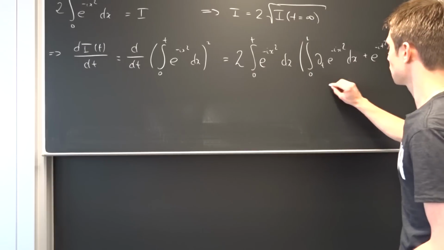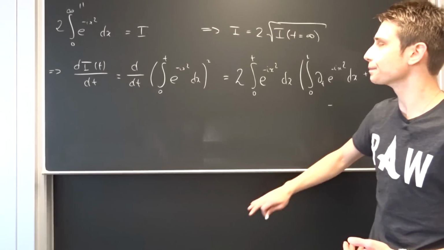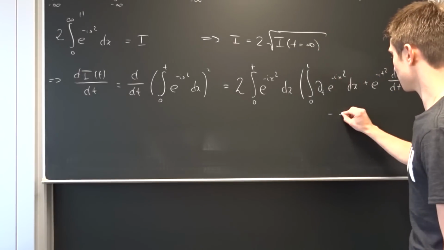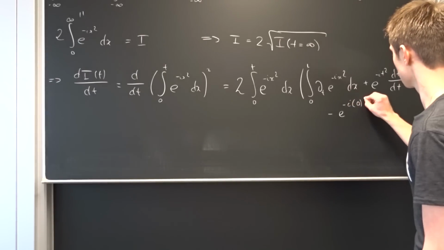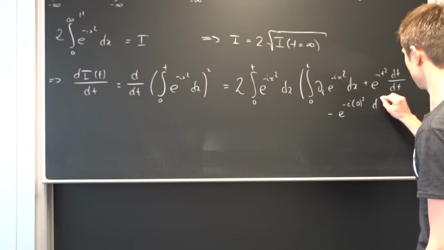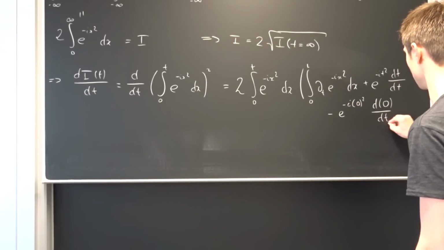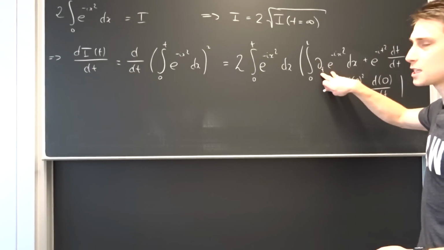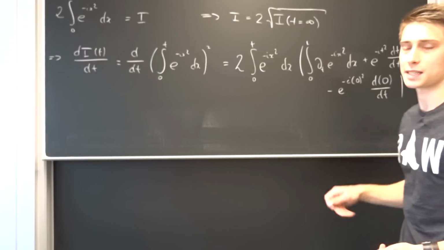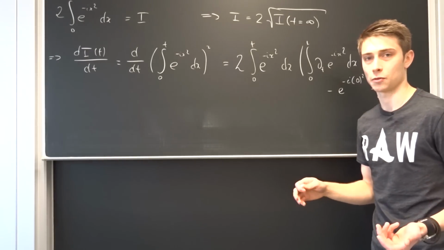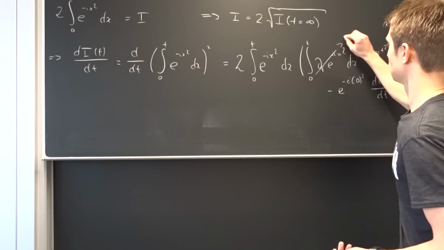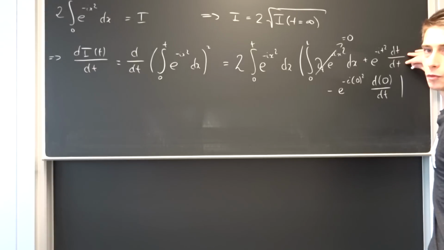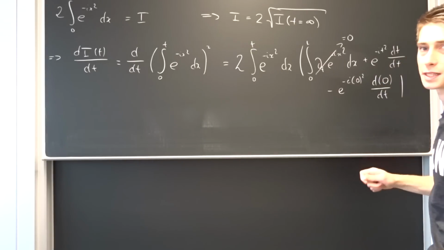Okay, and the last step, we subtracted a constant evaluated at the lower bound. So that's e to the minus i times 0 squared times d of 0 over dt. Okay, can we conclude something? Okay, this vanishes because e to the minus i x squared is just a constant when you differentiate it in terms of t. So this vanishes, becomes 0. This is just 1 because d over dt of t equals 1, so we end up with e to the minus i t squared.